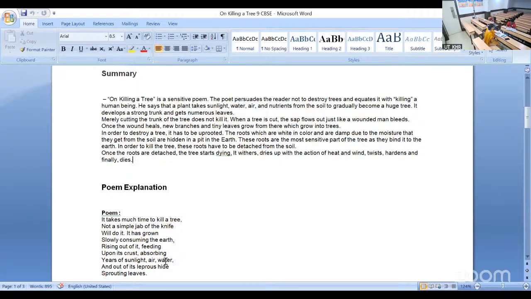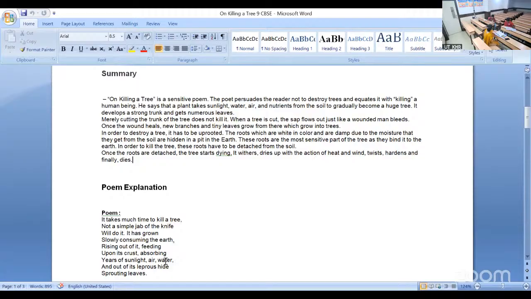Consuming the earth. Rising out of it, feeding upon its crust, absorbing all of this. Absorbing years of sunlight. Years of sunlight is also mentioned. Air, water. These all are needed for the growth of a tree. Years of sunlight, remember. Very important keyword. It doesn't happen in one day, okay?